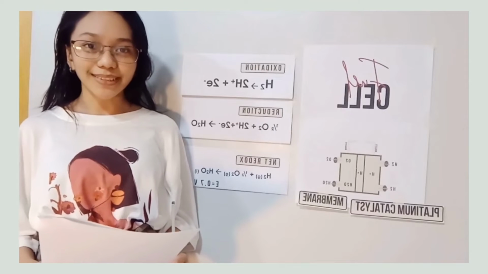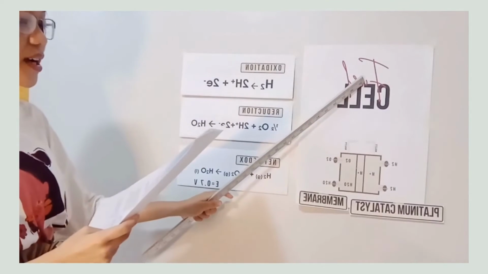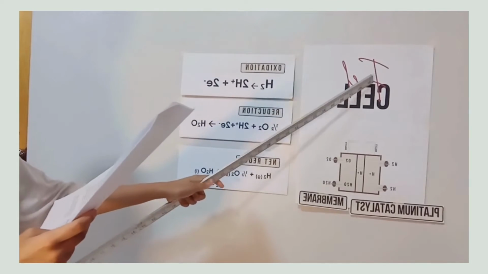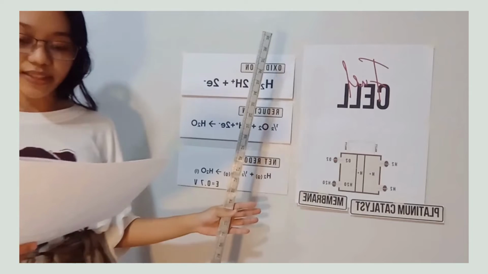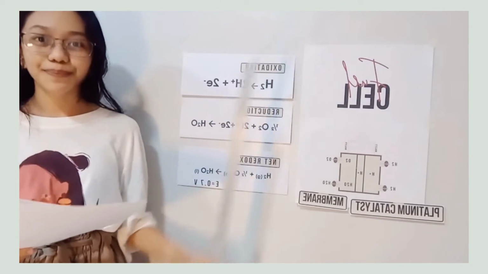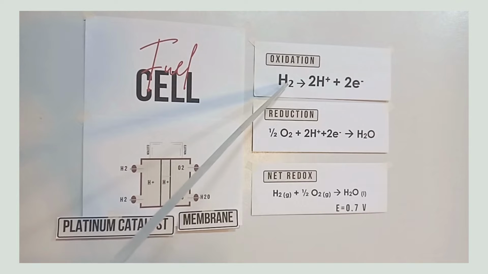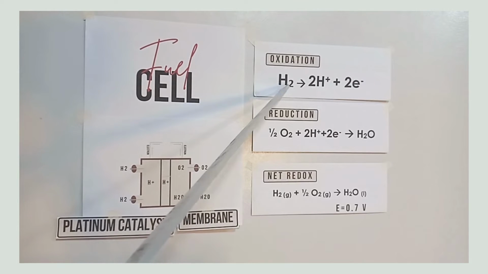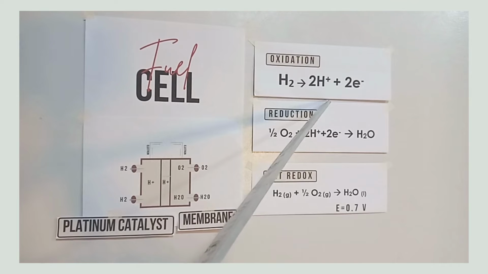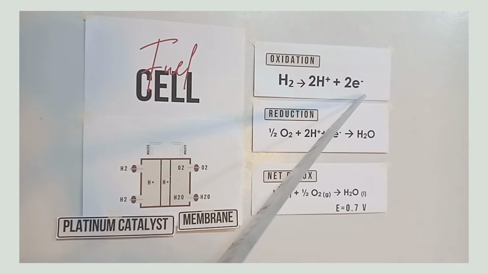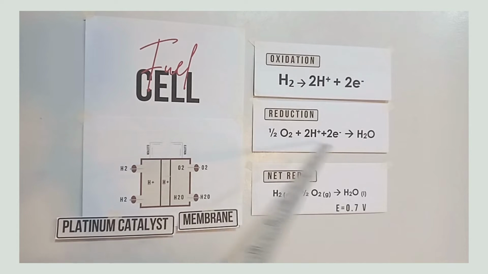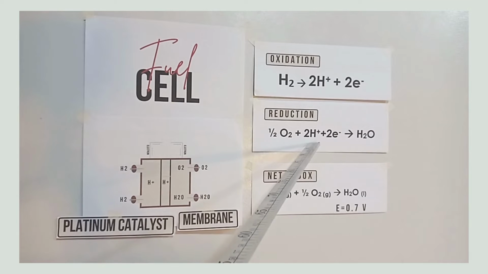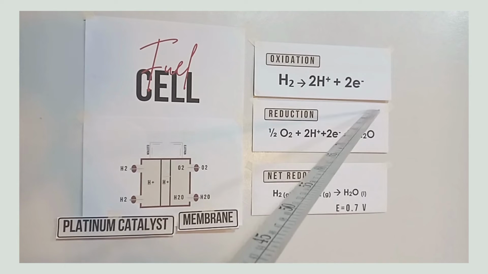Electrochemistry in fuel cells. Fuel cells are electrochemical cells that produce electrical work from the oxidation of hydrogen. Now let's look at the oxidation and reduction found in a fuel cell. The oxidation in fuel cells is as follows. The diatomic hydrogen is oxidized and releases 2 H+ ions and 2 electrons. Its reduction reaction: a diatomic oxygen molecule takes 2 electrons and 2 H+ ions, forming water in its liquid state.